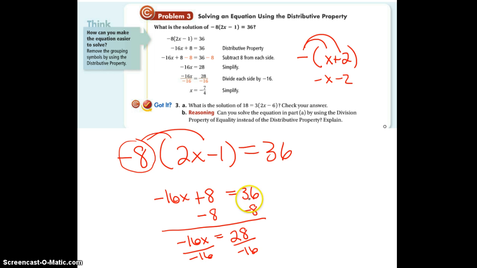What does that come out to? Well, if we simplify that, what can we do here? We can take a 4 out of each and get x equal to, this is negative, so it's going to have to stay negative, 7 over 4. X is equal to negative 7 over 4.